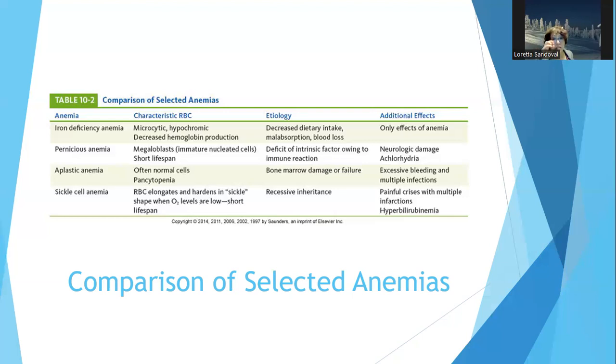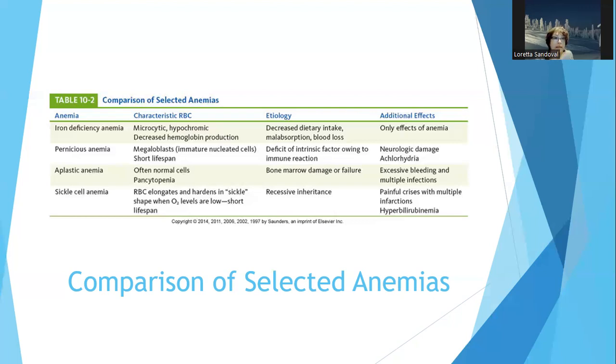The etiology: iron deficiency can be caused by decreased intake, malabsorption, or blood loss. Pernicious anemia, deficit of intrinsic factor. Could be an immune reaction, autoimmune. Aplastic anemia is bone marrow damage or bone marrow failure. Sickle cell anemia is a genetic recessive inheritance.